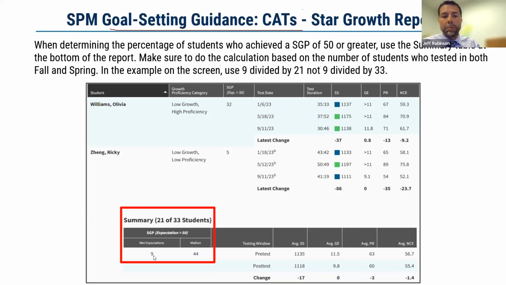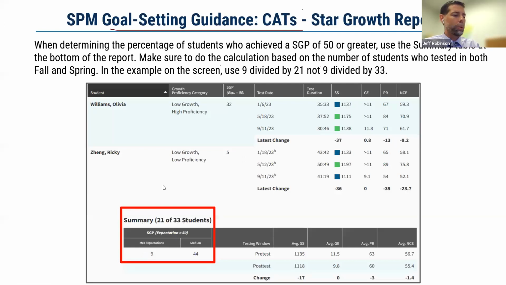So, of course, they didn't meet the expectation because they didn't even take the test to get an SGP. So when your teachers are calculating the percentage of students who met the expectation of that 50 SGP or more, they shouldn't do 9 divided by 33. They should do 9 divided by 21, because the 21 are the actual number of students who have SGP scores, and the 9 is the number of those 21 who met it. So if that doesn't make sense, definitely let us know.